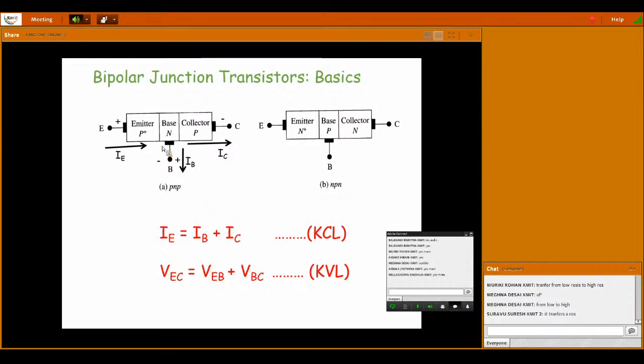Now let me apply Kirchhoff's current law. The amount of current emitted from the emitter region is equal to the summation of the base current as well as the collector current. In the same manner, the applied voltage between emitter and collector is equal to the voltage between emitter and base as well as the voltage between base and collector.